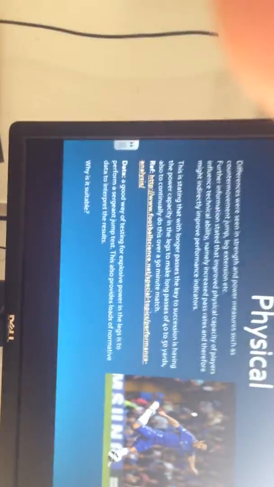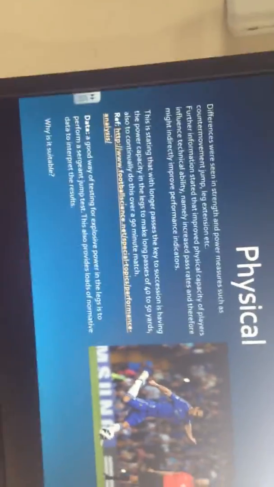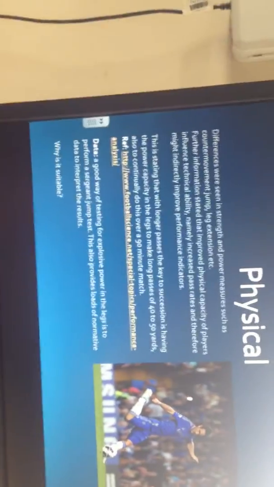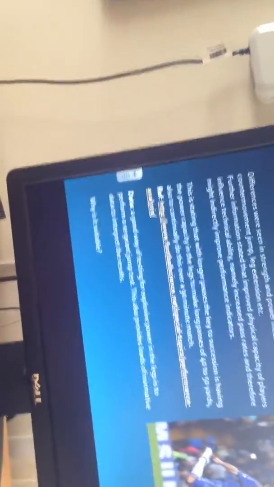For example, if you're looking to play a 50, 60 yard pass, an extremely lengthy pass that you're trying to set your striker onto, set them through on goal, which could create a goal scoring opportunity, which could win you the match. If you haven't got enough power in your legs and you only kick it 40 yards, it could possibly get intercepted by a defender. So the key to pass success is actually having the power in your legs to make those long passes of 40, 50, 60 yards over the pitch.